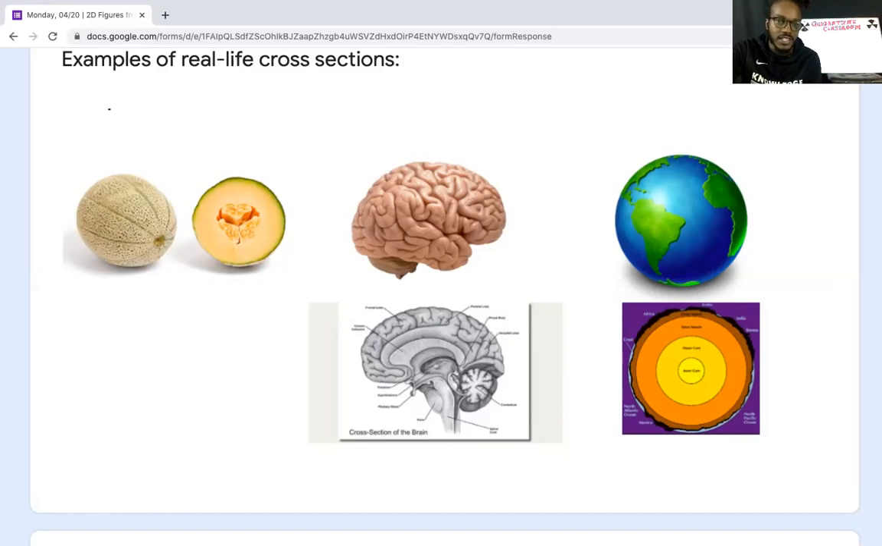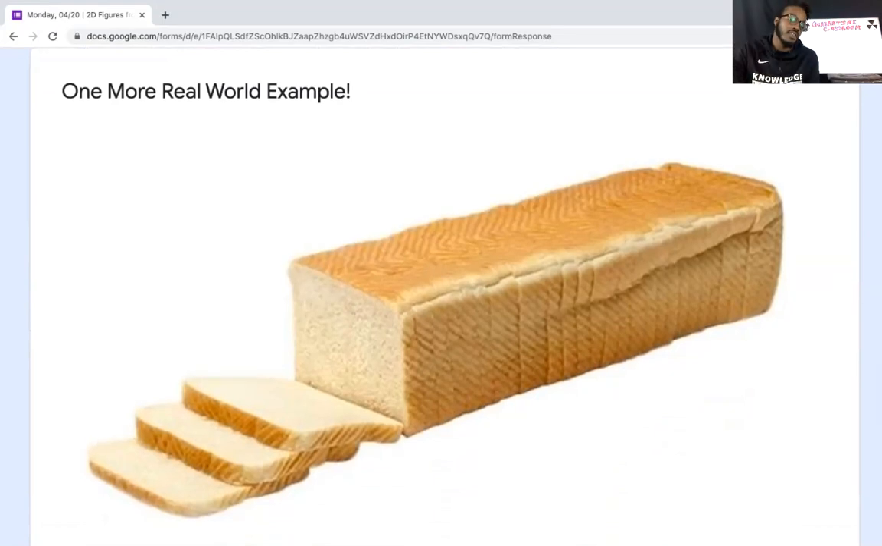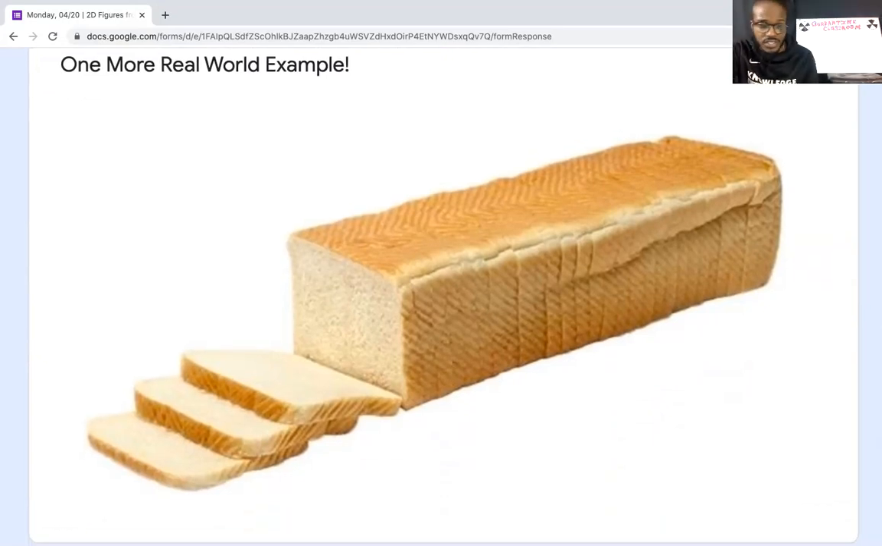If we were to slice this cantaloupe in half, we would get a circle as its cross-section. As well as when we slice this brain in half because we want to look at what's inside the brain, they would slice it in half, and this is the shape of the cross-section. I'm really hungry, so one more real-world example is a loaf of bread. Every slice of bread is an example of a cross-section.